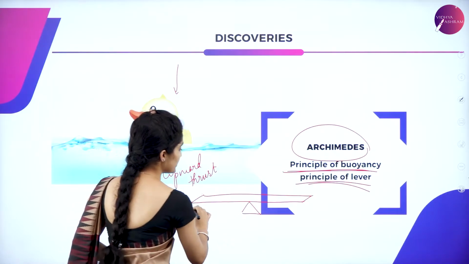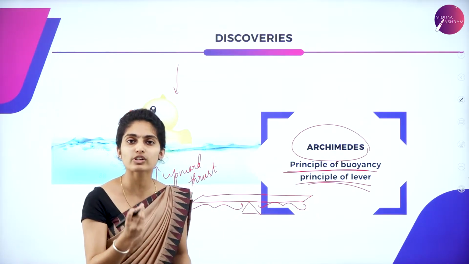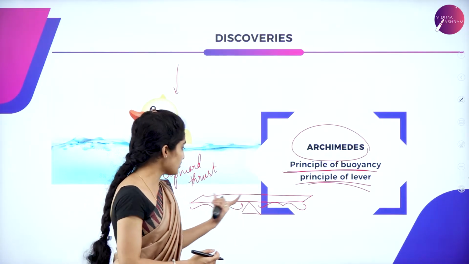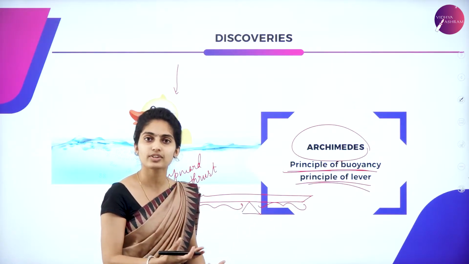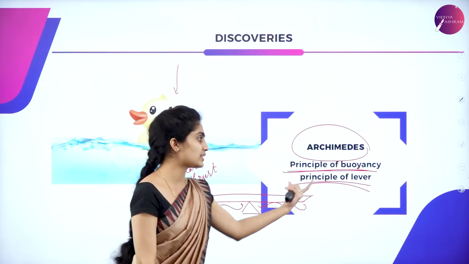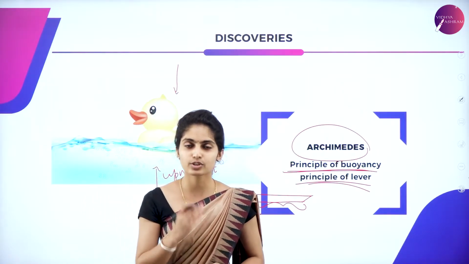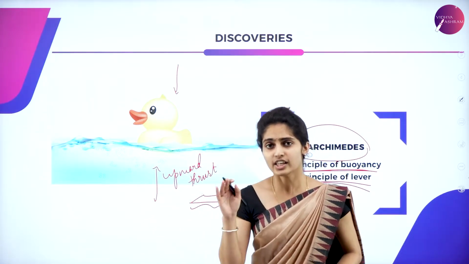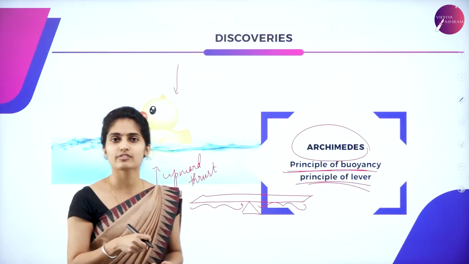So this is an equal distance and equal distance. So when equal force is acting in opposite direction at the same, uniform distance, what happens to it? It attains the state of equilibrium. That is nothing but the principle of lever which was given by Archimedes. So you got to know one such discovery. Similarly, there are a few other discoveries. I have picked some of the discoveries for you.